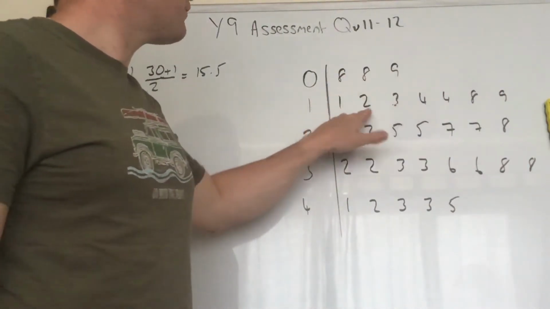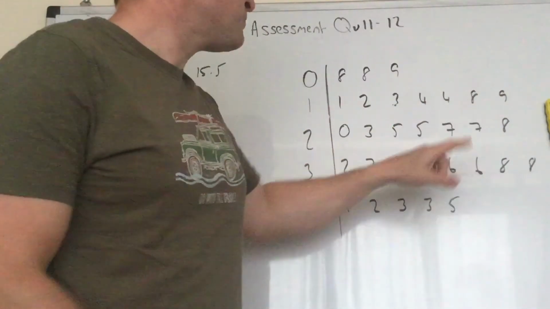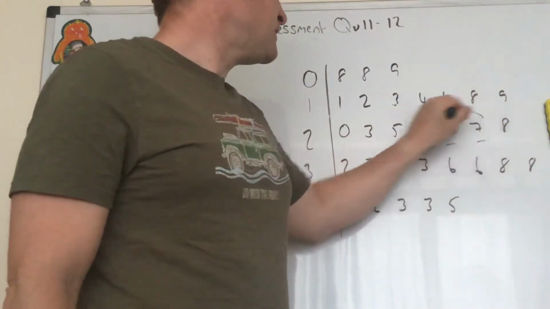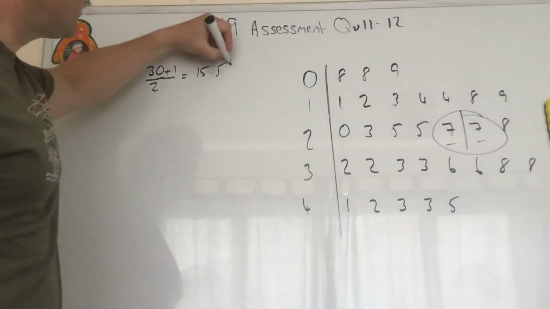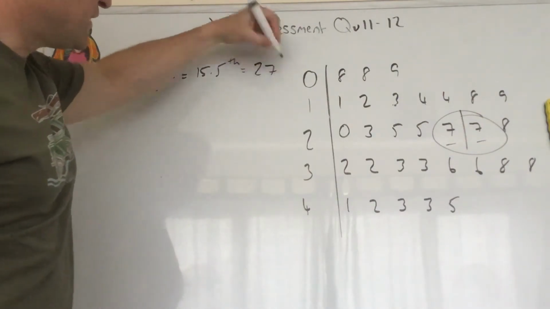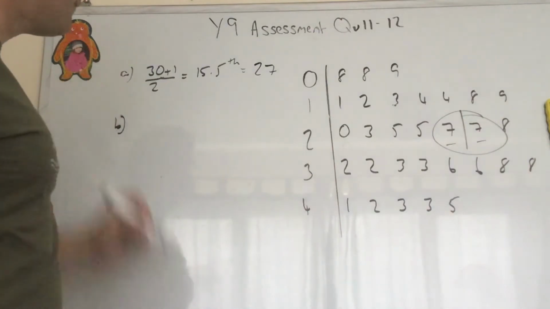1, 2, 3, 4, 5, 6, 7, 8, 9, 10, 11, 12, 13, 14, 15. So that's number 15, that's number 16. Halfway between them will be the same number. So the median is 27. Okay.